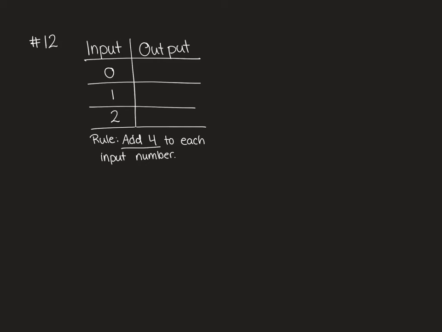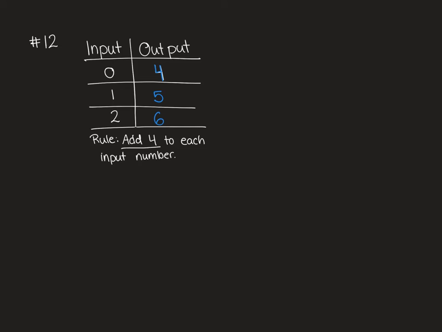So we go, okay, 0 is our input. So 0 plus 4 is 4. So that will become our output number. Now our next input is 1. Well, 1, add 4. So 1 plus 4 is 5. That's our new output number. 2, we add 4, so that gives us 6. So you're just following the rules.